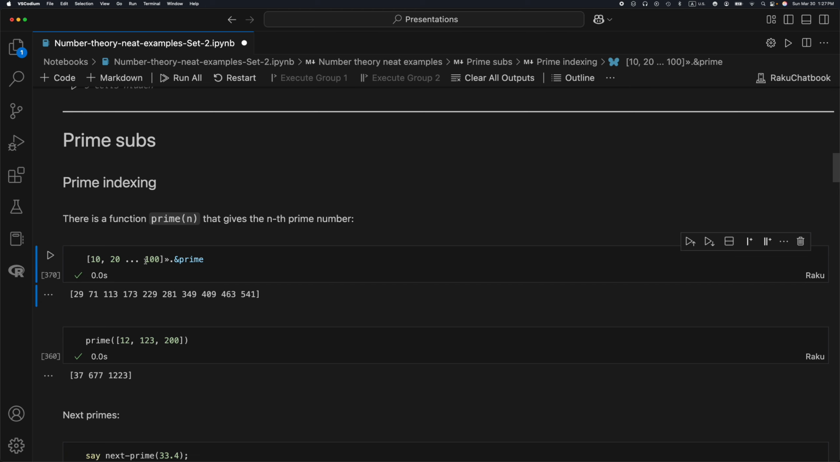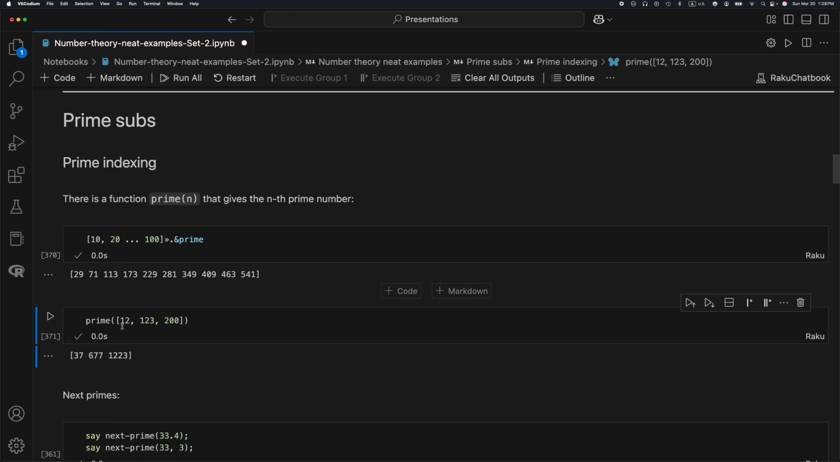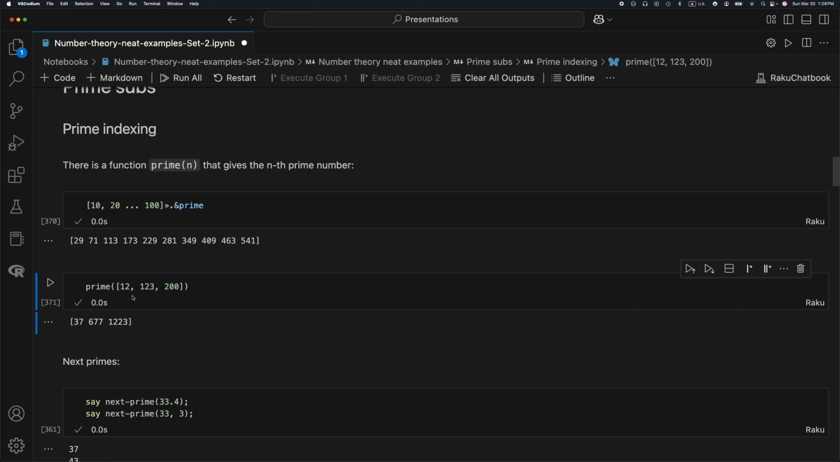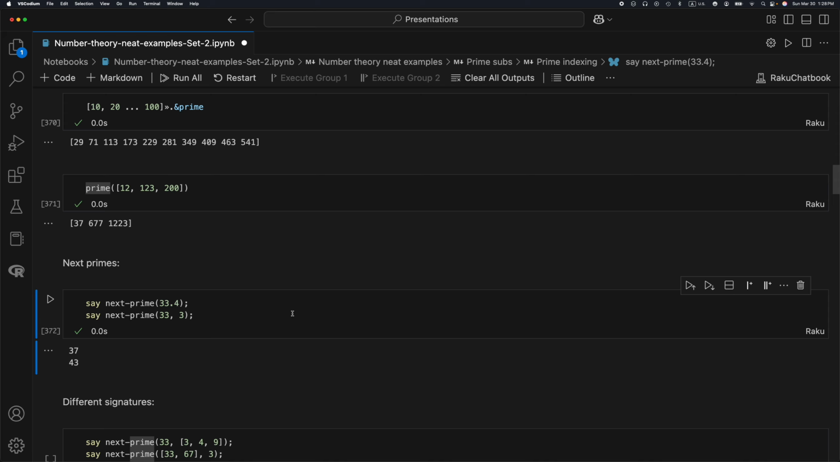So if we have a list of integers, we can use this hyper method call operator to give the corresponding primes. So the 10th prime is 29, the 20th prime is 71, and so forth. Compared to the previous presentation, I have extended the signatures of prime, also next-prime, and some others to use lists. So instead of using this very neat Raku idiom, we can use prime and a list of numbers to produce the corresponding primes.